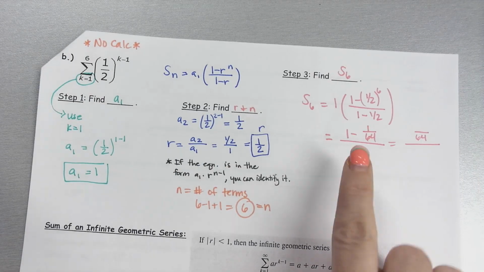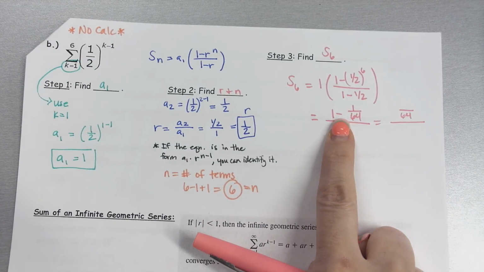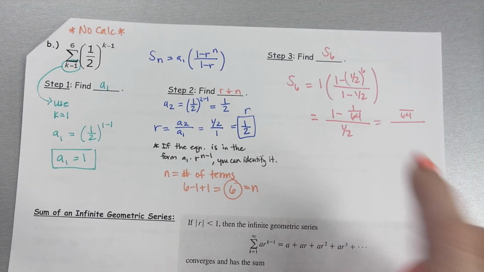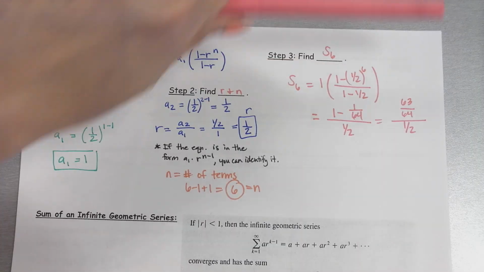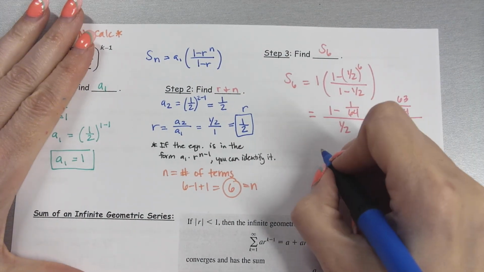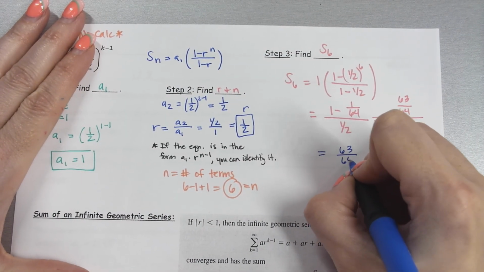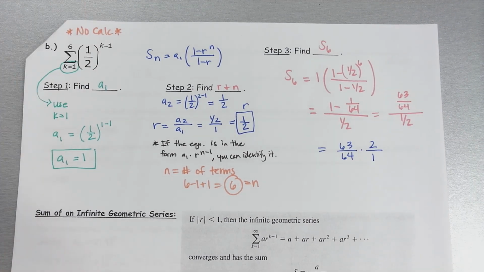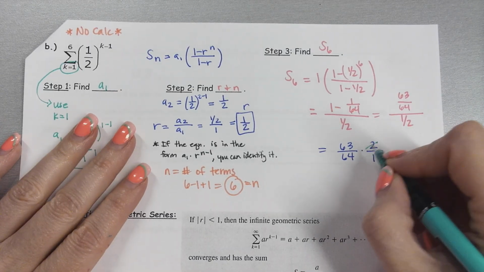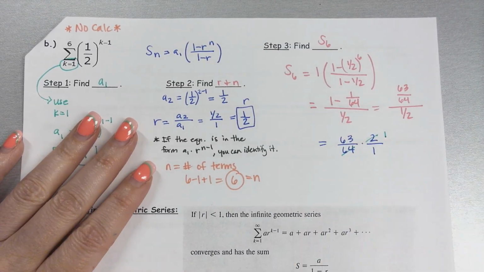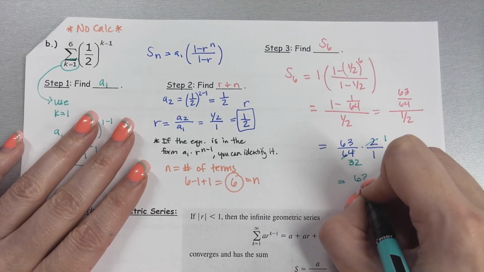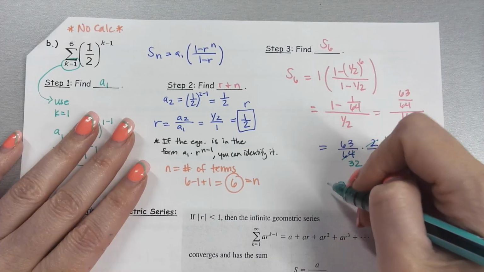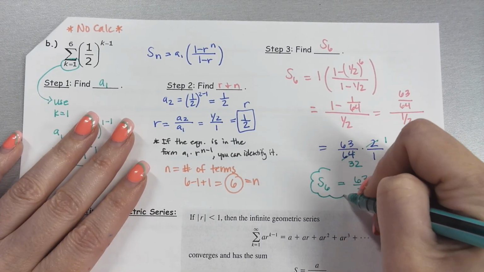So how many 64s do you have left if you do 1 minus 1 over 64? 63. Okay, and then what we have here is just division of fractions. If you're doing that without your calculator, I would just recommend reducing at this step, because 2 goes into 64 how many times? 32, and then you just have to multiply across. So 63 over 32, that is going to be your sum.